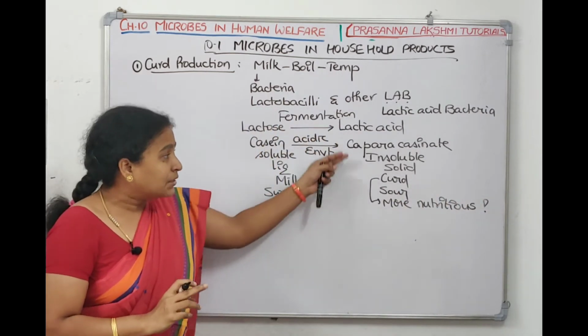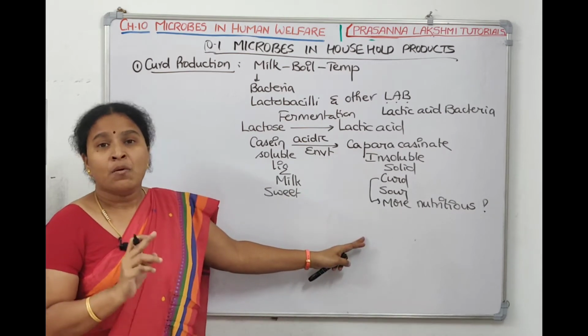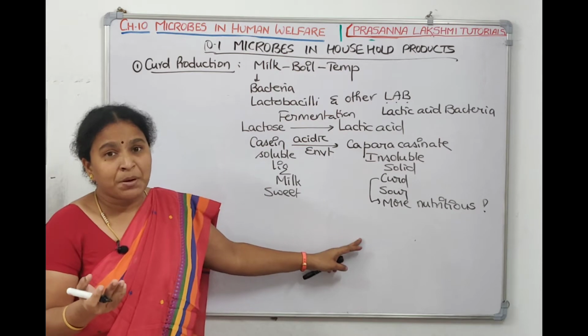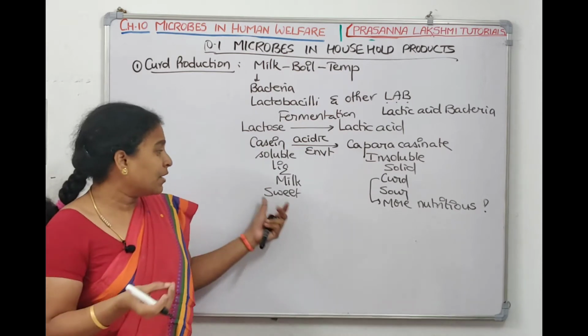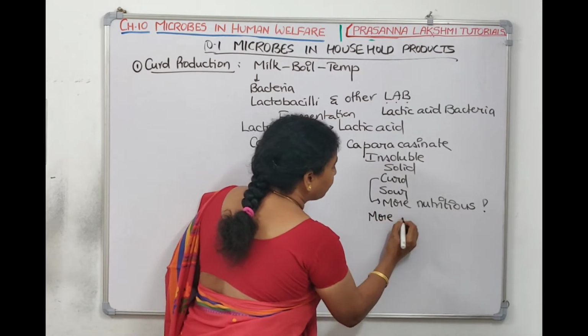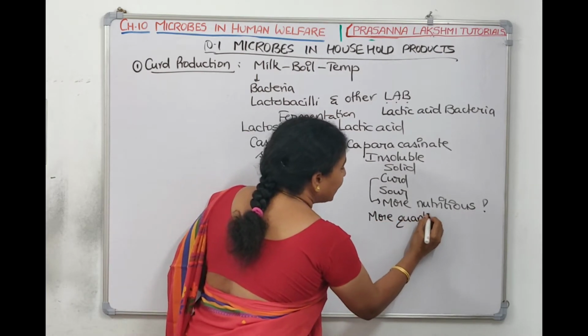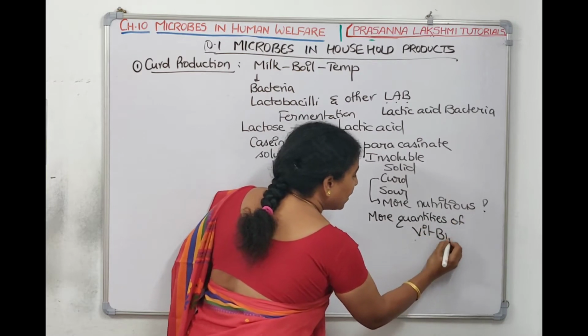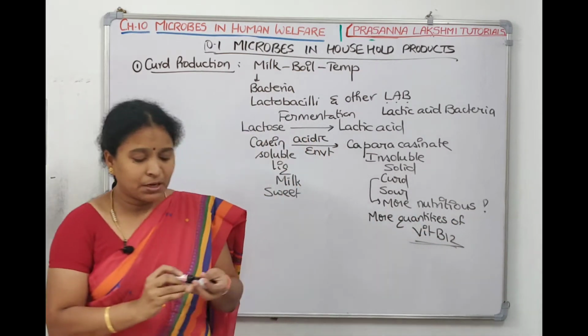The bacteria which are present in the curd synthesize more and more vitamin B12. Vitamin B12 very little will be there in the milk, whereas curd contains more quantities of which vitamin? Vitamin B12. And why are we concerned about vitamin B12?